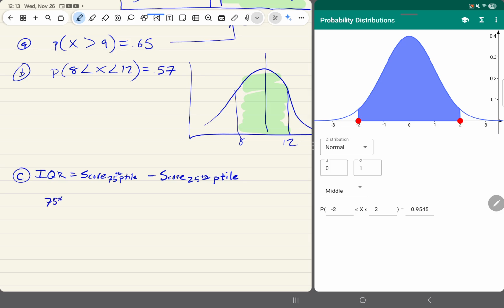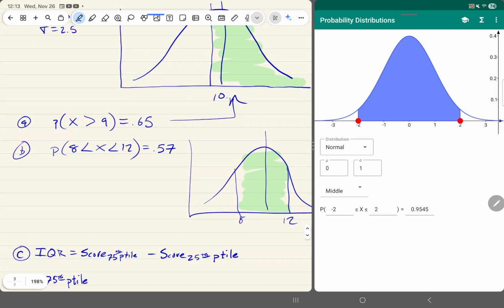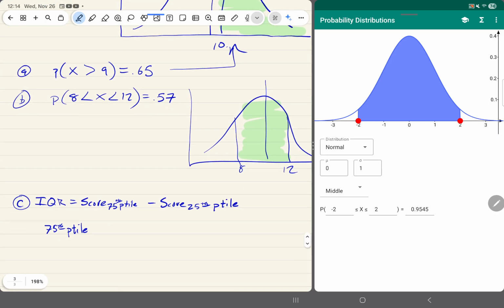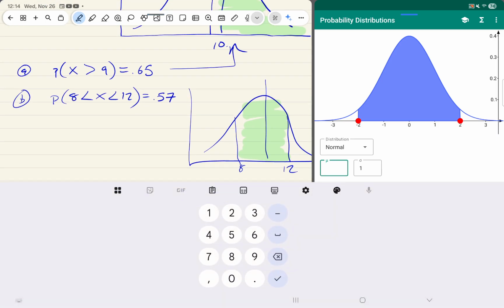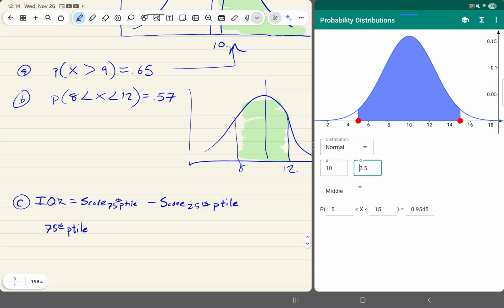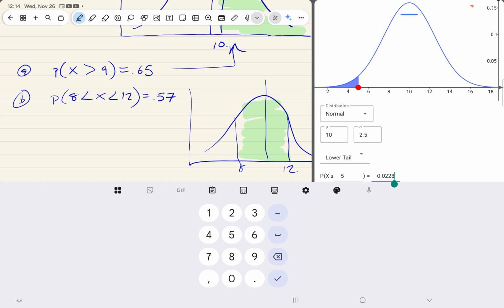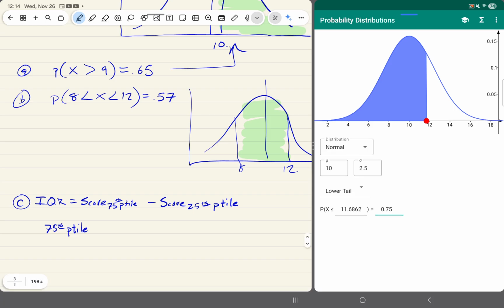So 75th percentile is going to equal, what do I have here? I have 10 and 2.5. 10 for our mean, 2.5 for our standard deviation. And I need the score at the 75th percentile. So I'm going to work with the lower tail. And that score is going to be 11.68.